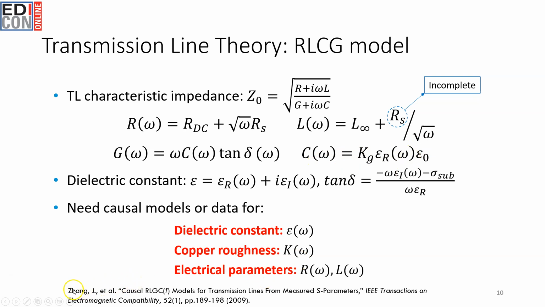And so I would refer readers to this paper that I've cited here at the bottom of the screen. This IEEE paper gives a really good example of showing how to actually use S-parameter data to get the parameters in this model so that you can then do transmission line design within a causal framework.